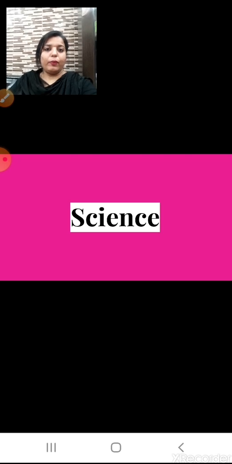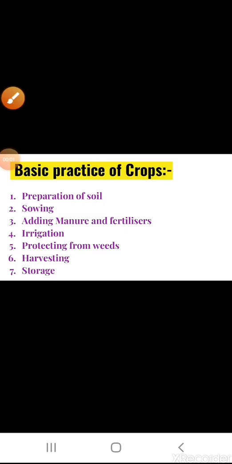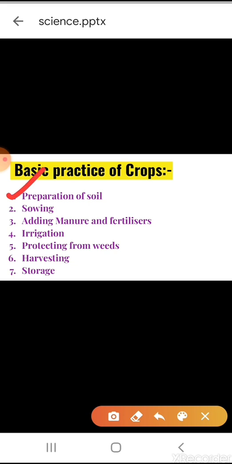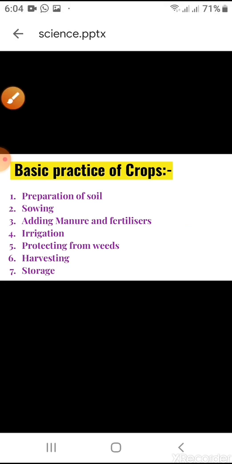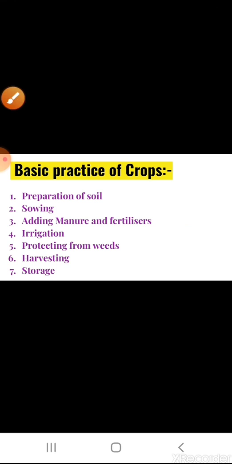Basic practice of crops. In this we are having 7 steps. First is preparation of soil, second is sowing, third is adding manure and fertilizers, fourth is irrigation, fifth is protecting from weeds, sixth is harvesting, seventh is storage. Let's start with the first basic practice of crop, that is preparation of soil.